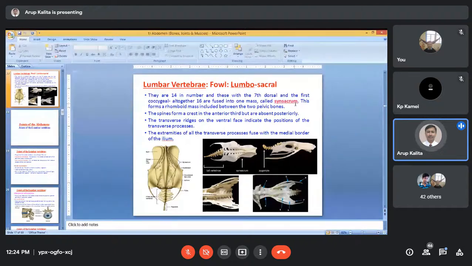Very, very important. You note it down. What is the synsacrum? The synsacrum is a piece of bone in birds which is formed by the lumbosacral mass of 14 vertebrae, with 1 vertebra added cranially, that is the 7th thoracic, and 1 vertebra caudally, that is the first coccygeal. A total of 16 bones are united together to form a mass of bone known as the synsacrum. Clear to you, synsacrum?